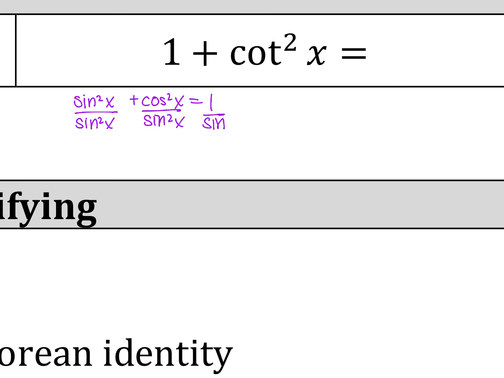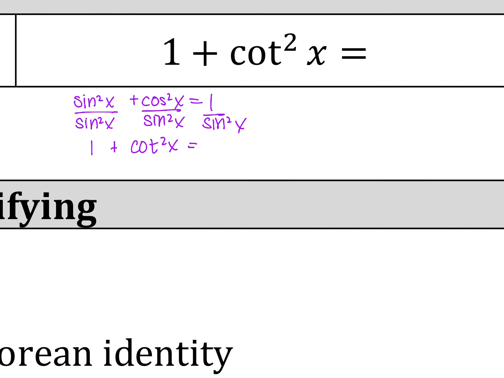Why did we divide by sine x? Because my goal is to figure out cotangent, and I know cotangent is cosine over sine. Over sine is what I'm going to divide by. So sine squared over sine squared is 1. Cosine squared over sine squared is our cotangent squared. That's what we were shooting for. That was our goal.